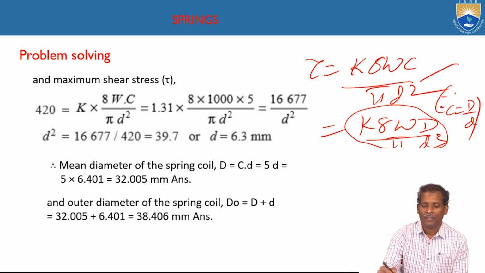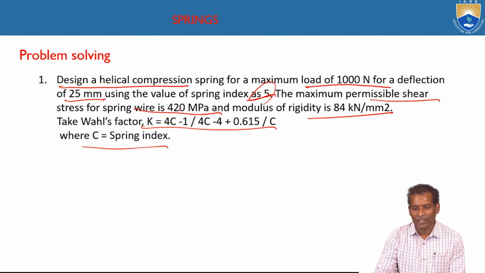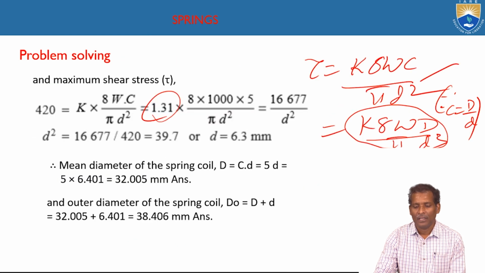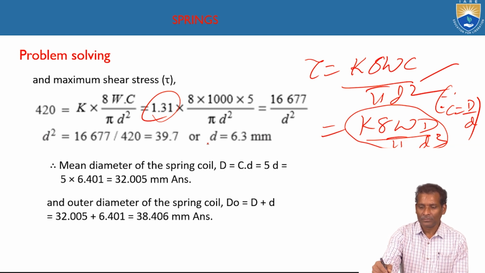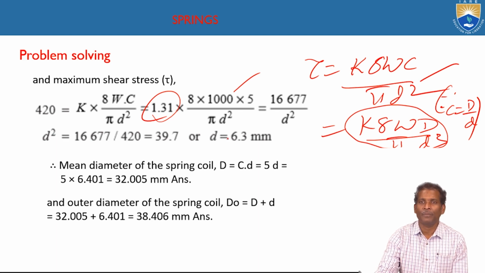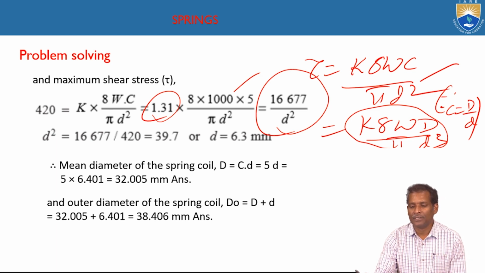So calculate the wall stress factor, 1.31. Was it calculated or given? Calculated. So you get the stress factor 1.31, and then multiply with the given values: 8 into 1000 into 5 divided by pi d square. We will get 16,677 upon d square. In terms of d square, we will get the shear stress.